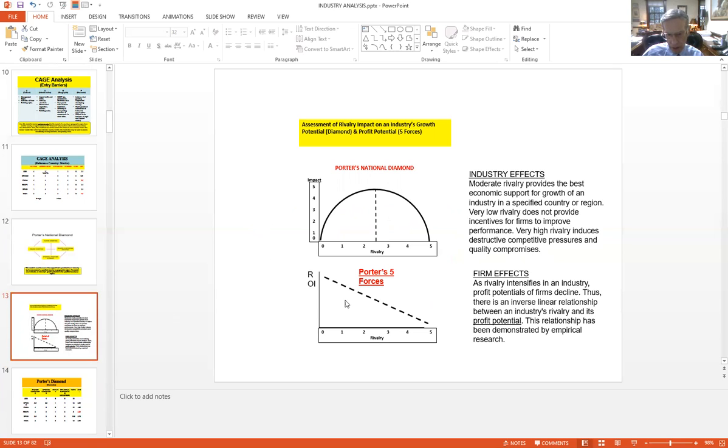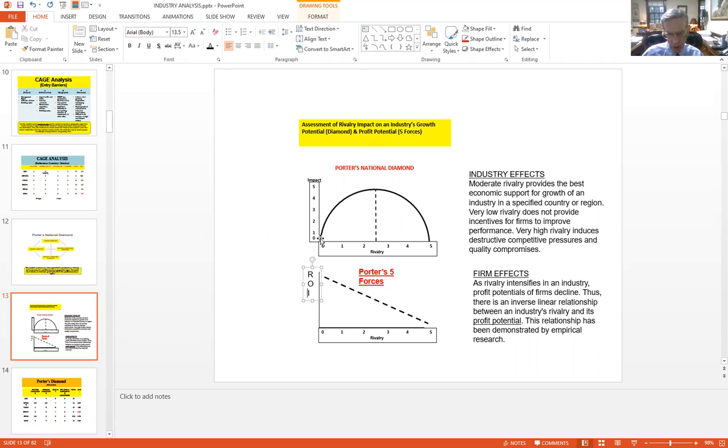So in the five forces, you may recall that as rivalry went up, the rate of return on investment went down. And I wish I could make this thing do what it's supposed to do. Let's see if I can. There we go. So that's a pretty easy relationship to understand. More difficult is the relationship between rivalry and the health of an industry and its growth potential. And here we see that it's not a linear relationship.